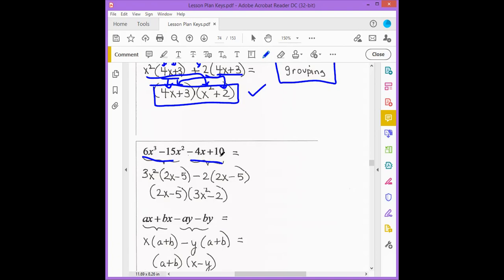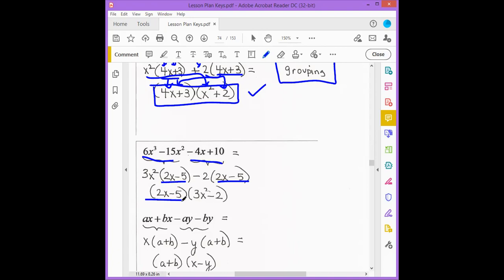Now our GCF among the second group, or the second 2 terms, we get minus 4x plus 10. That GCF is minus 2. So we factor minus 2 from minus 4x, we'll get 2x in parentheses. And when we factor minus 2 from 10, we'll get minus 5 in parentheses. We have a shared factor of 2x minus 5. That's a part of our solution.